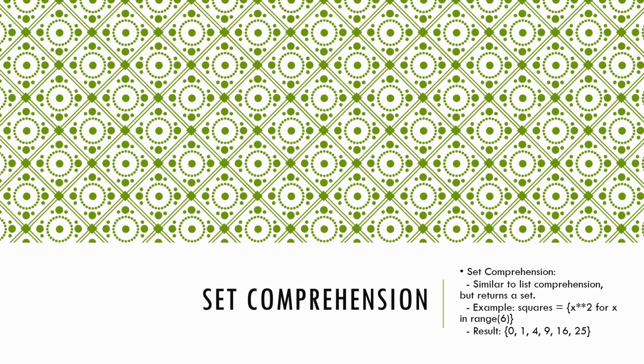Sets also support set comprehension, a concise way to create sets. Just like list comprehension, you can use set comprehension to create a set from a sequence. For example, {x**2 for x in range(6)} will give 0, 1, 4, 9, 16, 25, which is a set of the squares of numbers from 0 to 5.